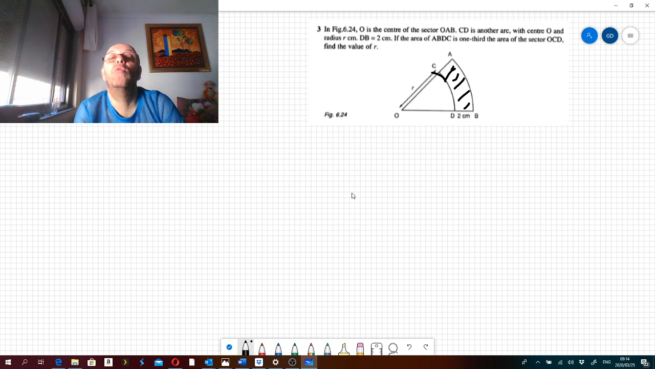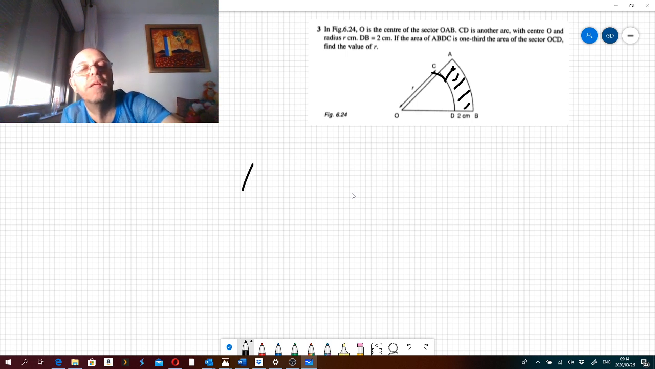They do also tell us that the area is 1/3 of the area of the sector OCD. In other words, that area that I've shaded is 1/3 the area of the small sector, and we've got to find the value of r. Clearly we're working with area of sectors. We only have one formula for that, so let's start with the formula and see how we can manipulate it.